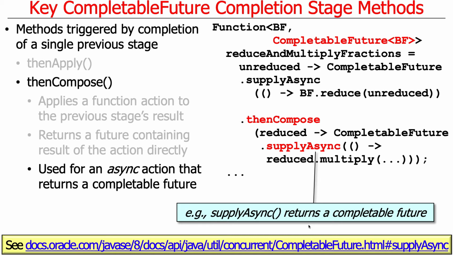And let's say that we then go ahead and say thenCompose. So we run this thing asynchronously. This is going to give back a CompletableFuture to a BigFraction. And then we compose that, which means it'll run after the asynchronous operation is finished doing the reduction. And we're going to take the reduced fraction, and then, in this case, we're going to go ahead and asynchronously take that result and multiply it by something else. So what's important to note here? Well, supplyAsync returns a CompletableFuture.